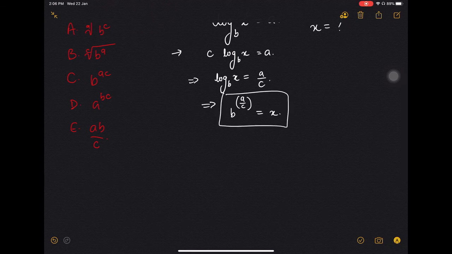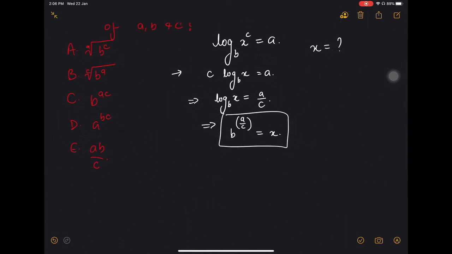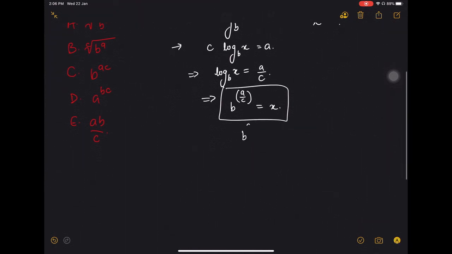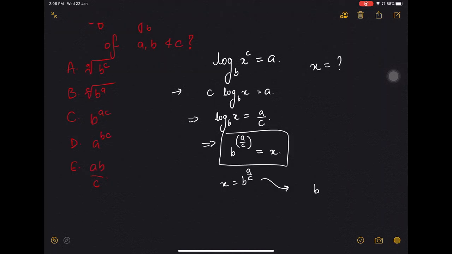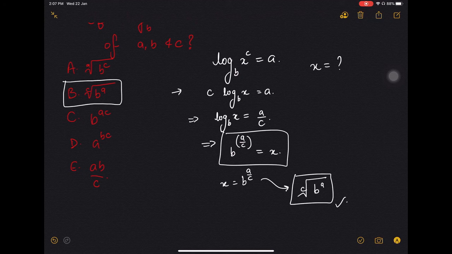But wait, do we have this in any of the answer choices? I don't have any of b raised to power a over c anywhere. So I'll have to simplify this a little bit. So if you look at this, it's a fractional power which can change easily to b raised to power a, and the denominator c becomes the power of the radical. So let us see if I have this in the answer choice, and yes, we do have it, c root of b raised to power a. Hence the answer will be B here.